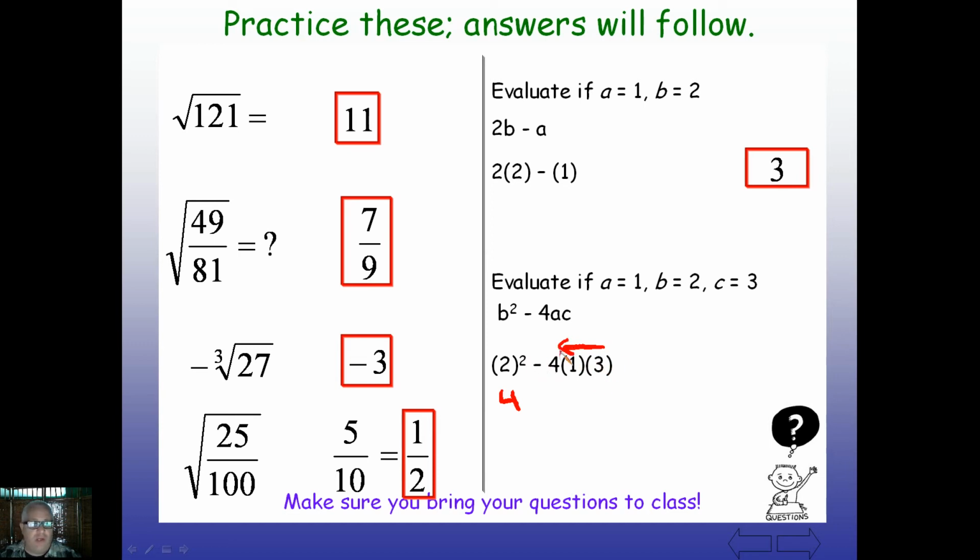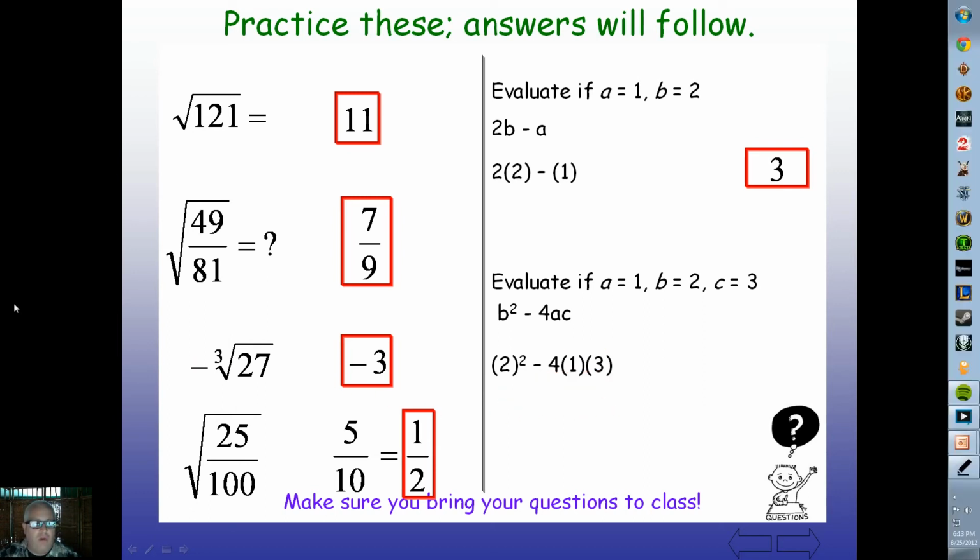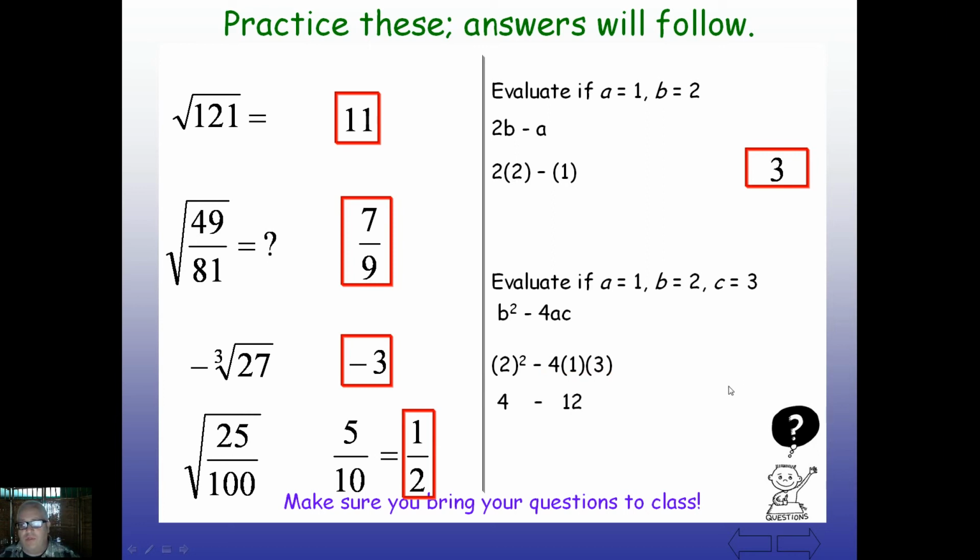When you have a string of numbers like this, just multiply this way. Remember that multiplication is commutative, so you can multiply in any order. This will just save you some heartache later. 3 times 1, well that's 3, times negative 4. 3 times negative 4 is negative 12, and now combine those. 4 and negative 12 gets you to negative 8.